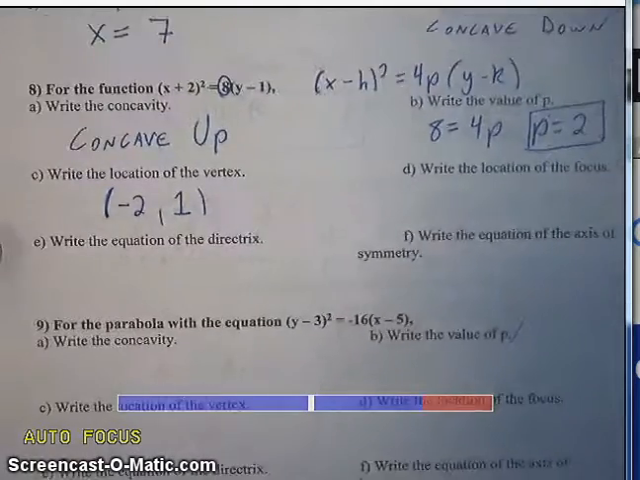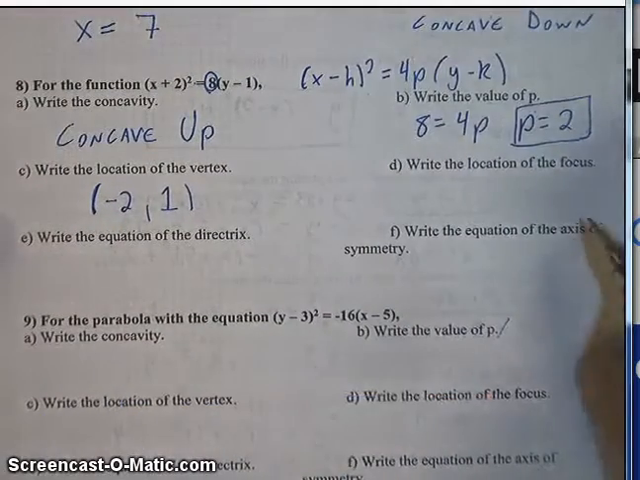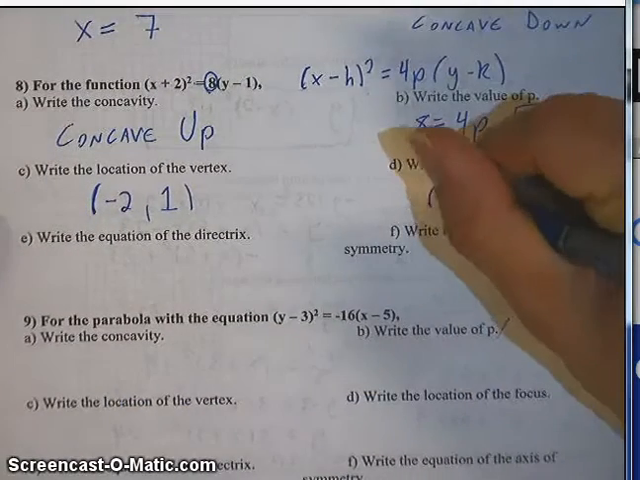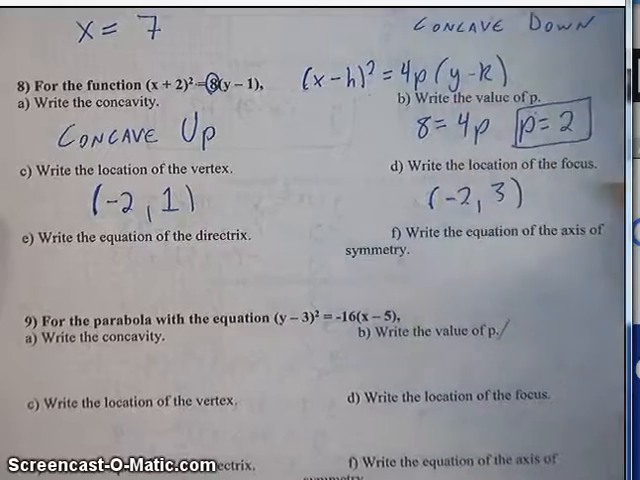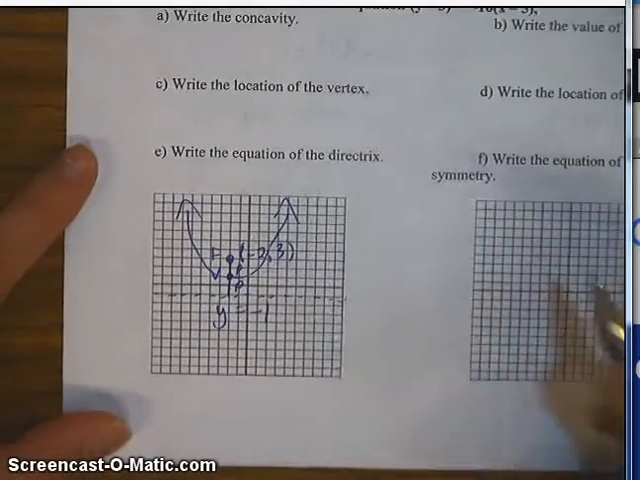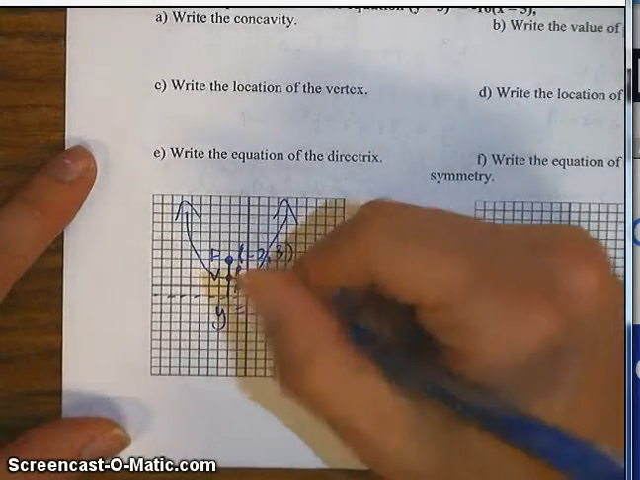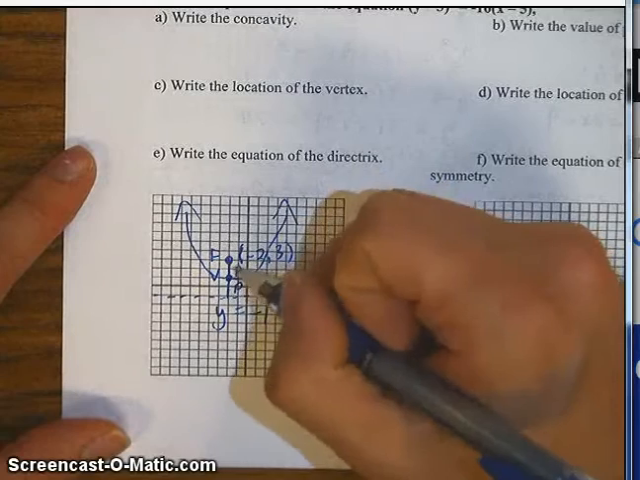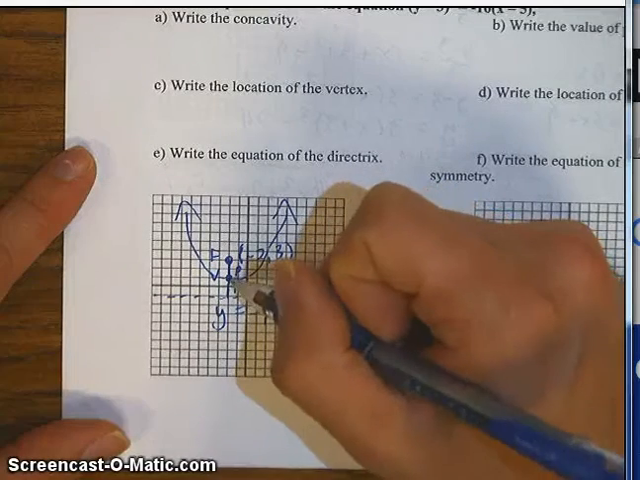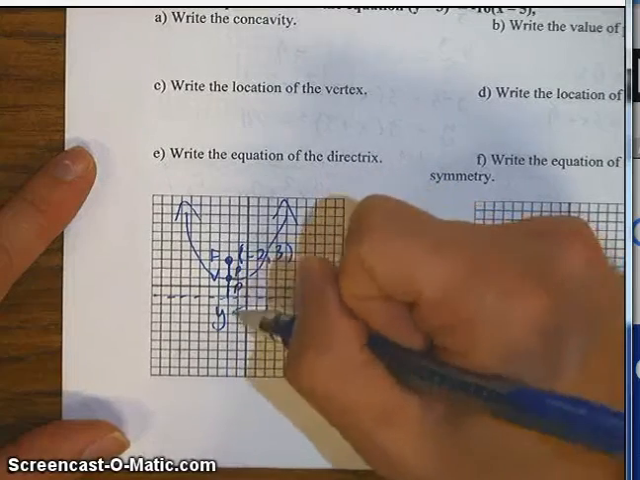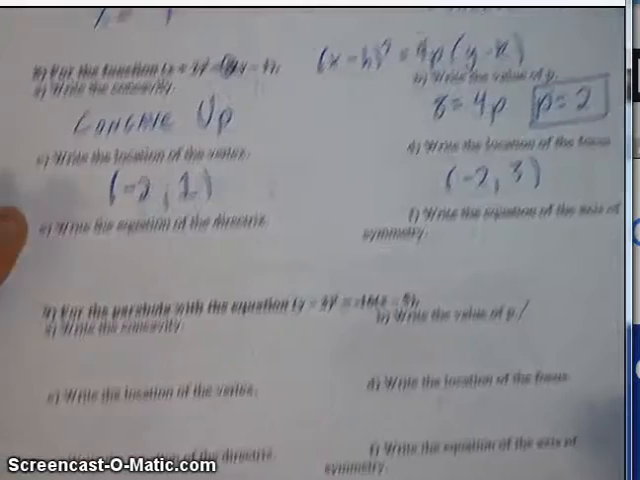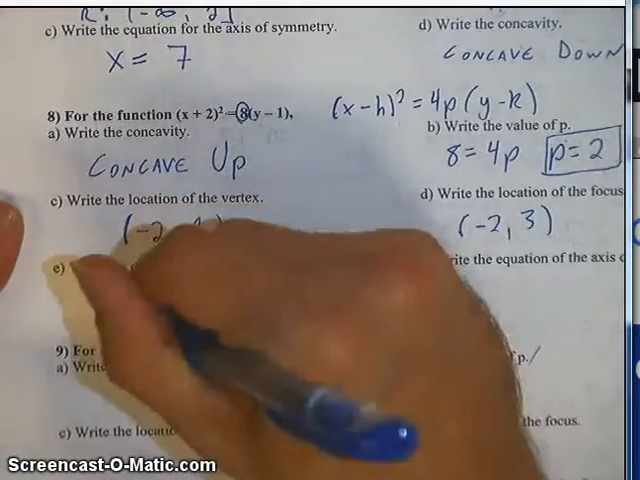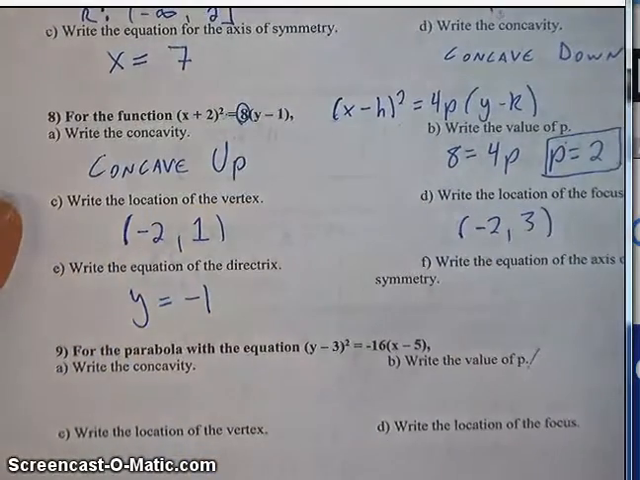But we did all that so that we could just come back up here and write the location of the focus. Well, we just did that on the graph. We said that was (-2, 3), and we got that by going from the vertex up to the focus. We said the p-value is 2, so we went up 2. To get the directrix, we went from the vertex and went down 2. So that directrix is y equals -1.